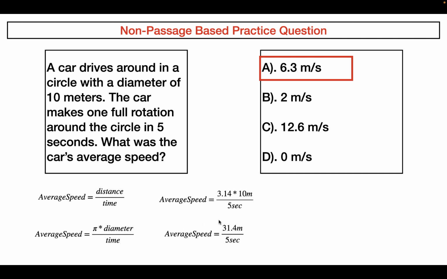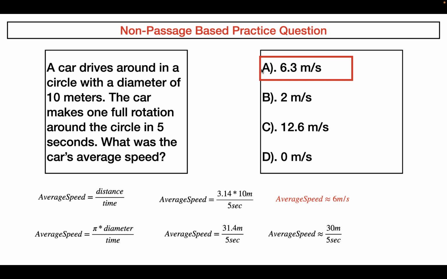In order to save time, I'm going to round down this 31.4 meters to 30 meters. So what we get here is a much easier calculation. The average speed can be approximated to around 6 meters per second. So I'm going to look at my answer choices and see which one is closest. Choice A is by far the closest to this approximation, so I'm going to mark down choice A.